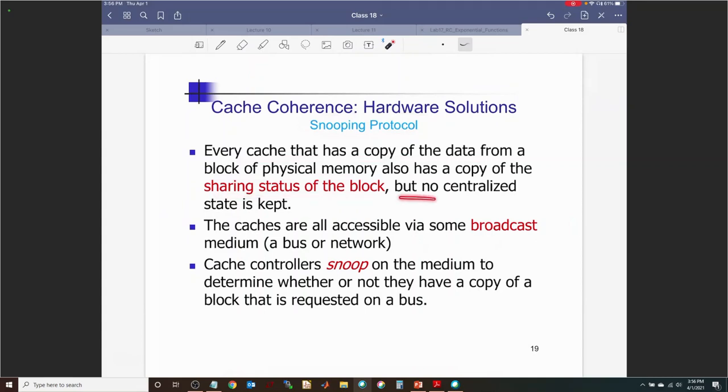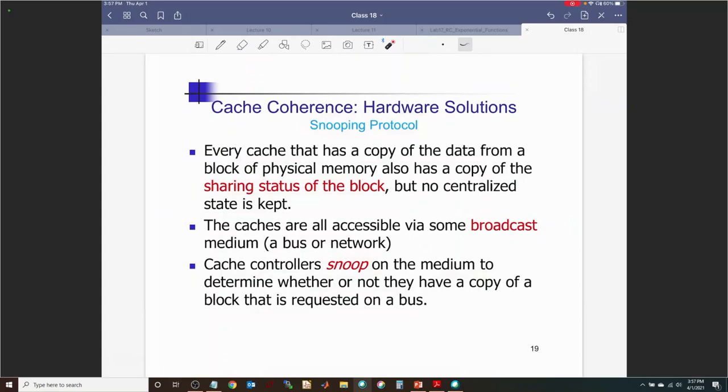But there is no centralized state kept. So every private cache for every processor has two things. One is the copy of the data that you brought from the physical memory, and also the copy of its sharing status. Next, the caches are all accessible via a broadcast medium. This could be a bus or it could be a network. The cache controllers are going to snoop on the broadcast medium to determine whether or not they have a copy of the block that is requested on a bus.